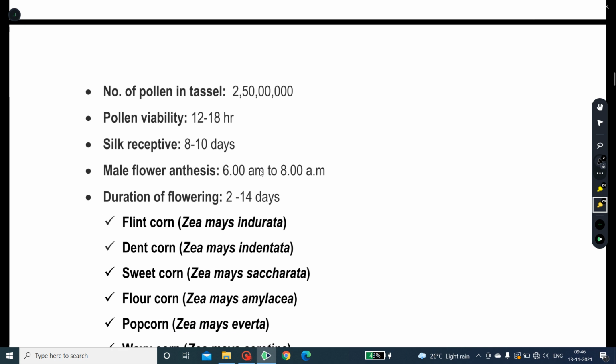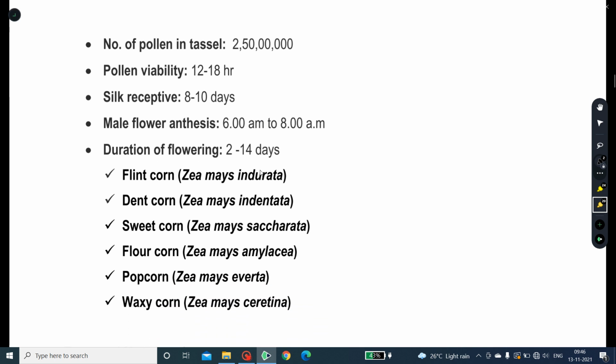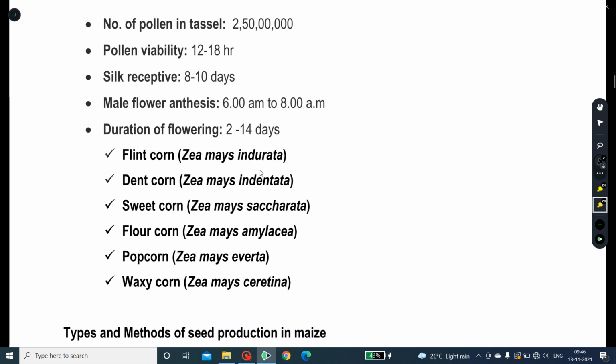The number of pollen grains in each tassel is 2 crore 50 lakhs, and the pollen viability is about 12 to 18 hours only, but the silk is receptive for 8 to 10 days. The male flower anthesis takes place at 6 to 8 am, and the duration of flowering is 2 to 14 days.